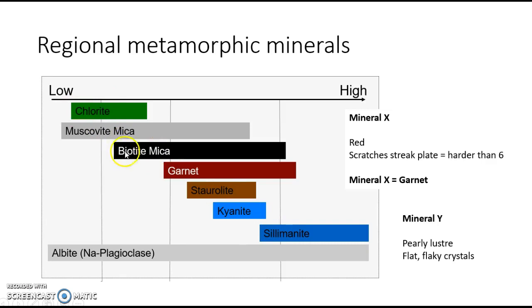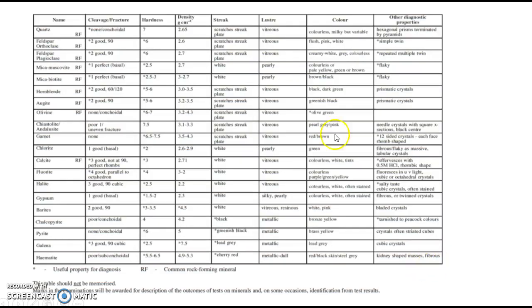So it's going to be one of these three, really. Or it could be plagioclase feldspar, sodium plagioclase feldspar. But it's got flat, flaky crystals and pearly luster. You know that plagioclase feldspar doesn't have that. I'm pretty sure you know which one it's going to be, so let's have a look.